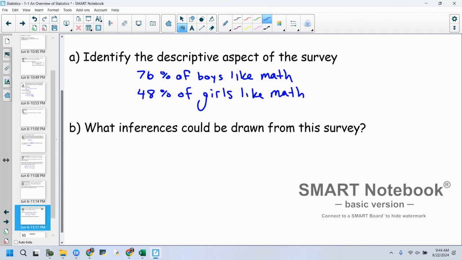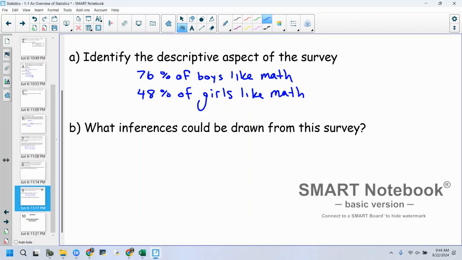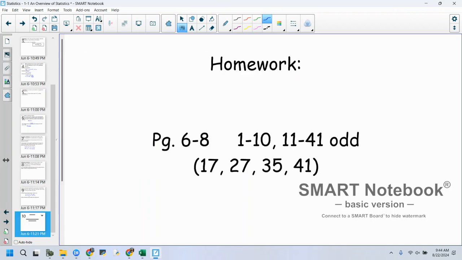So I think that is it for today. Yeah. So we've learned a lot of basics, a lot of vocabulary about some things. Just as a reminder about the homework problems. The homework is up here, page 6 to 8. We got 1 to 10, 11 to 41 odd. But again, remember, that is just the suggested problems. These are the required problems.